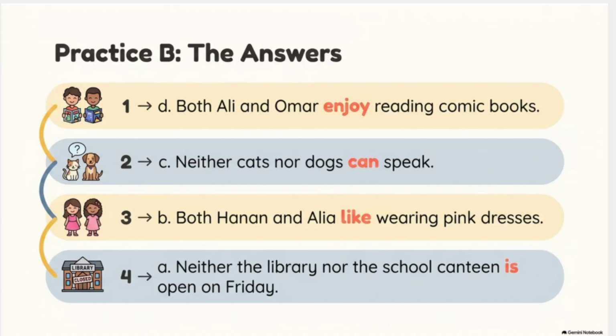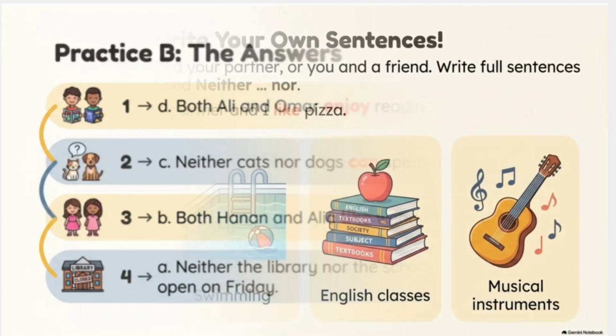Number 3. Both Hanan and Alia like wearing pink dresses. Again, both and shows that the two people share the same positive situation. And number 4, neither the library nor the school canteen is open on Friday. Here we use neither nor because neither place is open. Also notice the verb is open. Why is? Because the closest subject is the school canteen, which is singular. So always remember to check the subject close to the verb when you use neither nor.